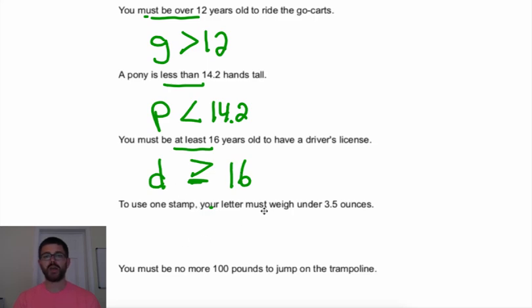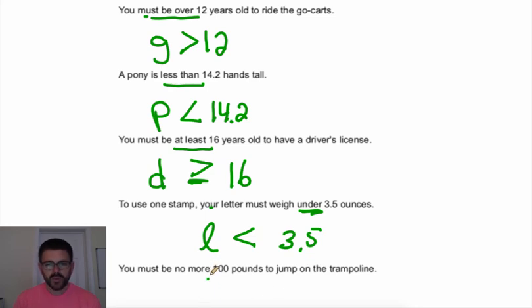Next one, to use one stamp, your letter must weigh under 3.5 ounces. So I know I'm dealing with 3.5. Let's call it L for letter. It must be under 3.5. So think about what inequality symbol means lower than our number. Well, that means less than. The letter has to be less than 3.5 ounces.